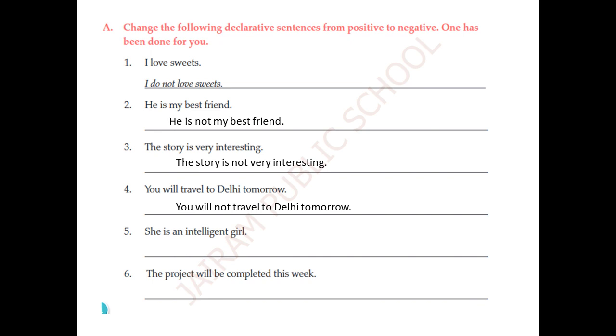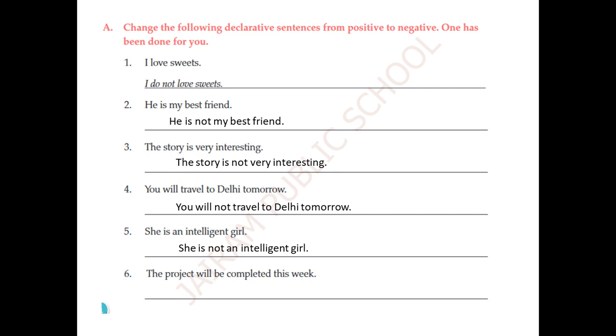The next sentence is: she is an intelligent girl. So this is a positive sentence. How are we going to change it into negative form? Simply we add the negative word after the helping verb. What is the helping verb here? Is. Well done. You have found it. She is an intelligent girl. Now the negative form is: she is not an intelligent girl.